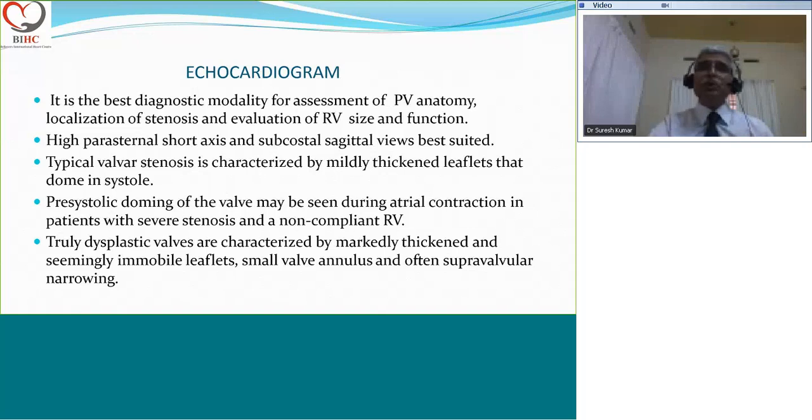If the valve is truly dysplastic, as in Noonan, it's markedly thickened. It seems to move very little. The annulus is small, and quite often there is supravalvar narrowing. So those are the features of dysplastic valves. They're thick, they don't move, there is no poststenotic dilatation, the annulus is small, and there may be associated supravalvar stenosis.